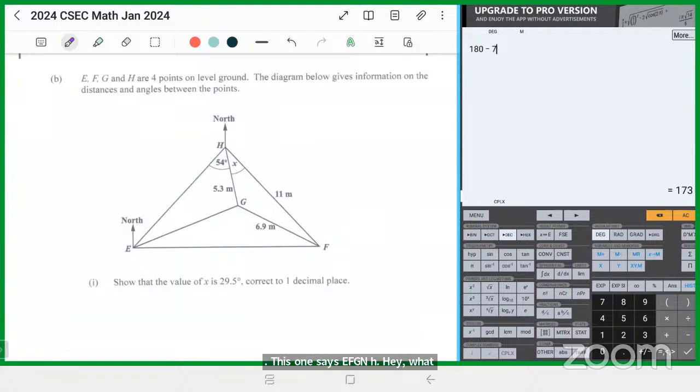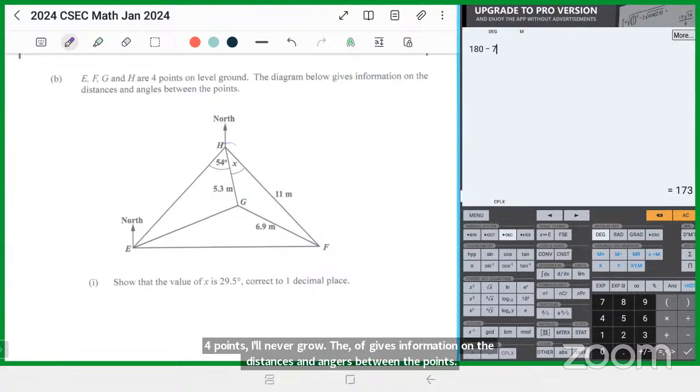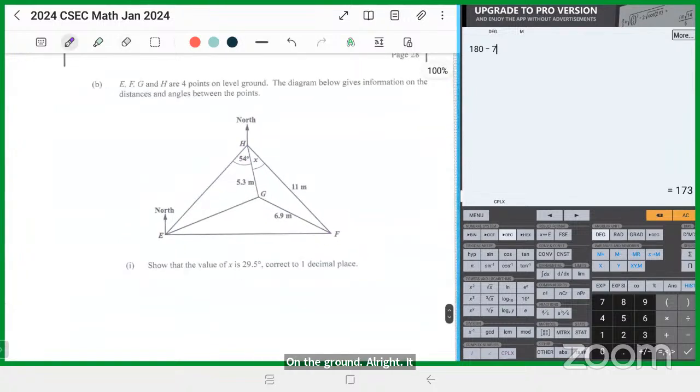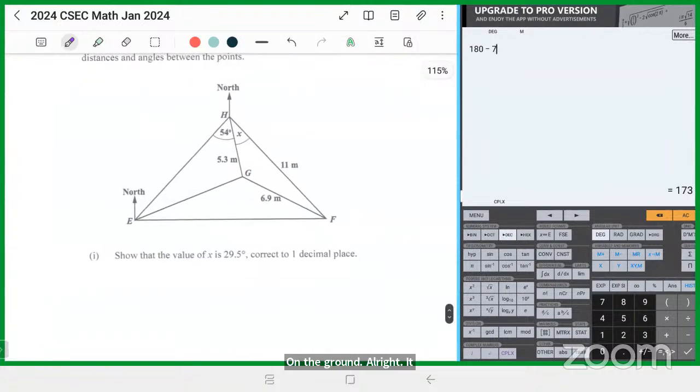E, F, G, and H are 4 points on level ground. The diagram below gives information on the distances and angles between the points. So these are on level ground, as if you're up in the sky looking down on these points on the ground. Just imagine that. It says, show that the value of x to 1 decimal place is 29.5 degrees. So x is the angle inside here.